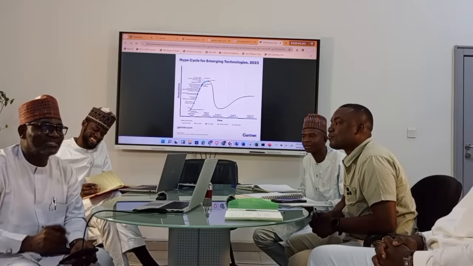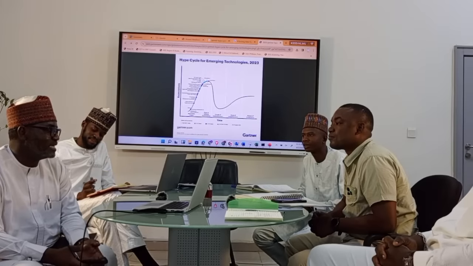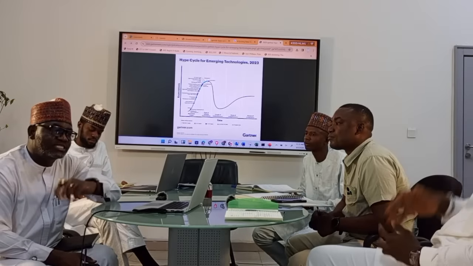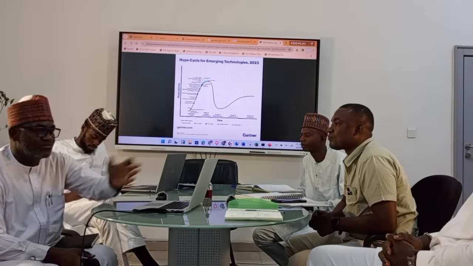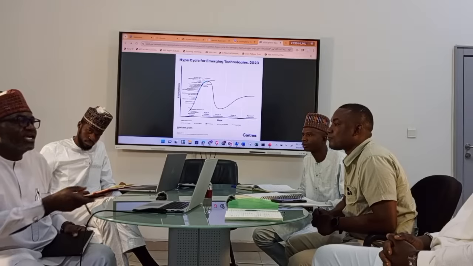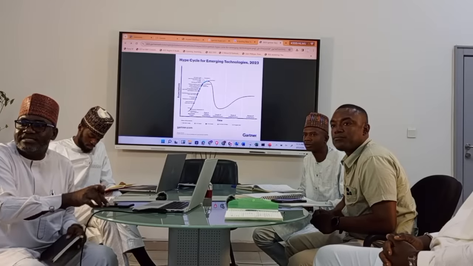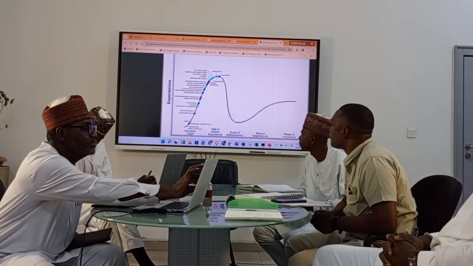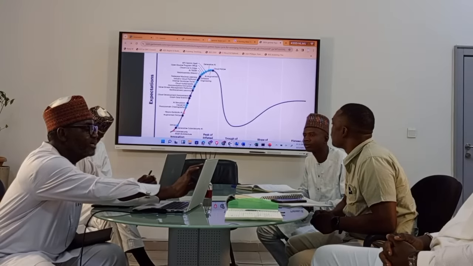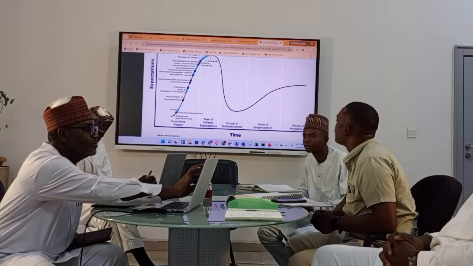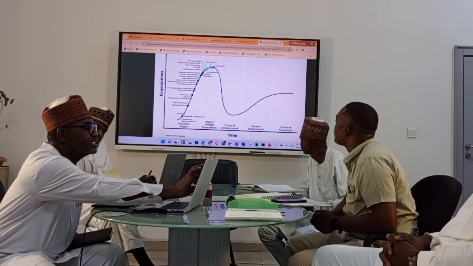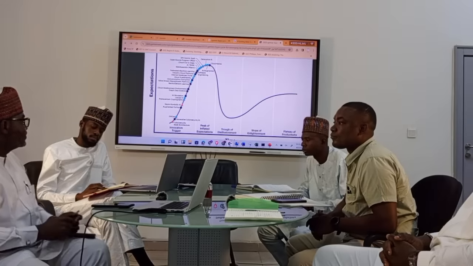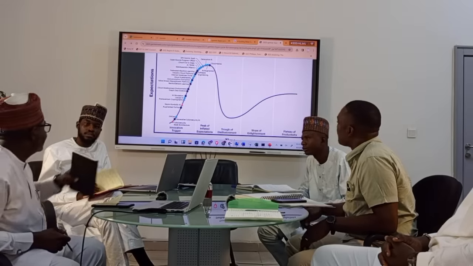So right now, we look into the Gartner chart, and for every emerging technology, they go through these stages. I would like to start with Ibrahim. Let me try to zoom this. We'll try to look into this chart and discuss it. I hope you can see very well. We'll start with the innovation trigger.